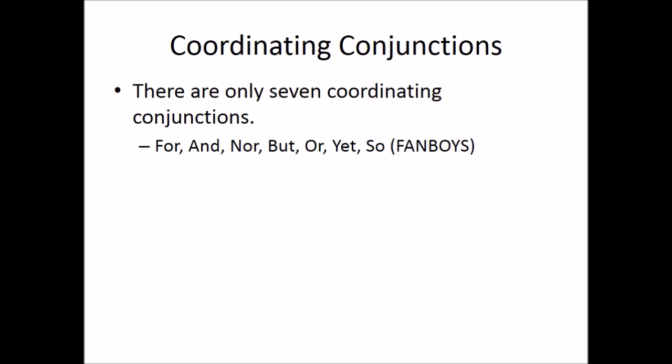There are only 7 coordinating conjunctions, okay? Those are for, and, nor, but, or, yet, and so. And a lot of people use this term fanboys to remember them. F for, and, nor, but, or, yet, so. Okay, you should definitely memorize these 7 coordinating conjunctions. These need to be memorized as soon as possible: for, and, nor, but, or, yet, so, and use fanboys if that will help you to remember them.